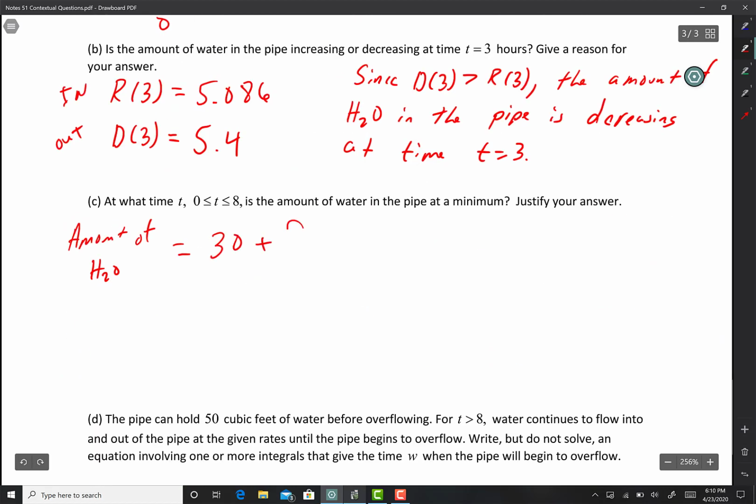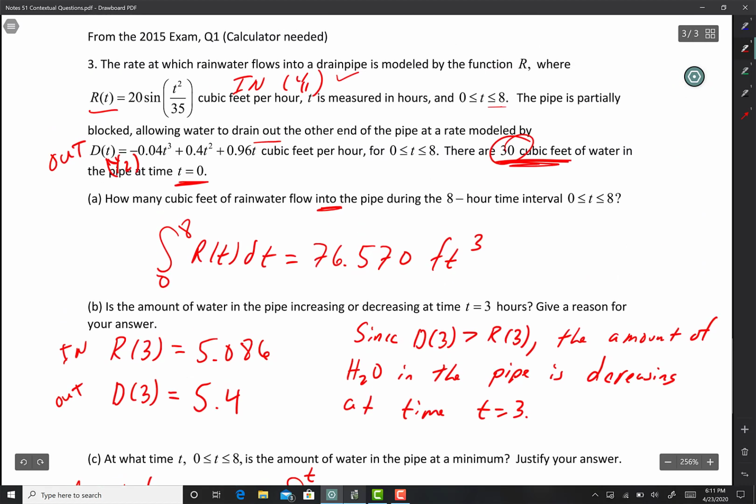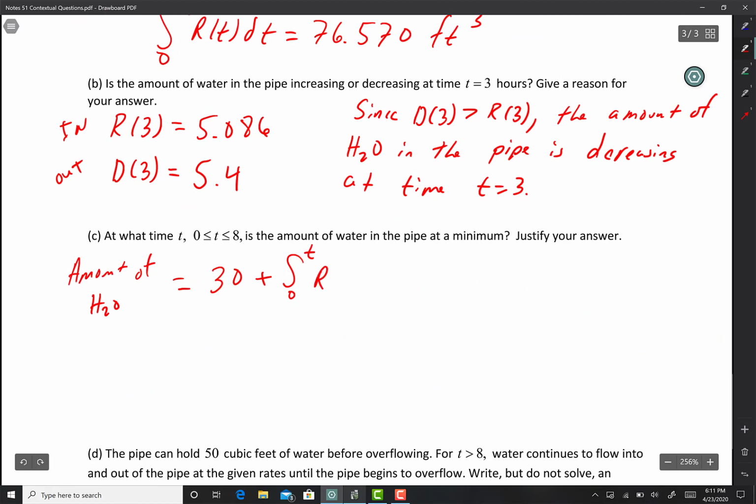So 30 plus integral from 0 to t. Now these are both happening at the same time, guys. This is between 0 and 8. That's between 0 and 8. So you're going to do the amount in minus the amount out. So I'm going to do r of t minus d of t. This is your net rate. If you don't want to do one integral, you can do two. You can do 0 to t of r of t dt minus 0 to t of d of t. So there's the amount coming in, amount going out. So there's your net rate.